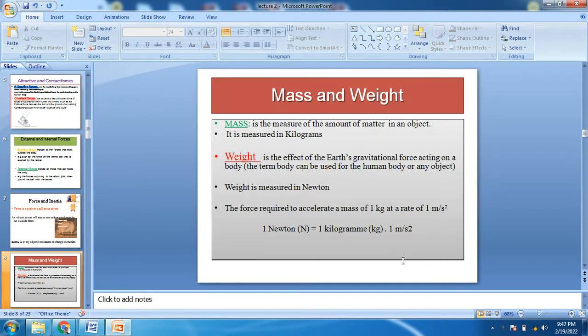Mass. Mass is the measure of the amount of matter in an object. It is measured in kilograms. Weight. Weight is the effect of Earth's gravitational force acting on a body. The term body can be used for the human body or any object. Weight is measured in newtons. The newton is the force required to accelerate a mass of 1 kg at a rate of 1 meter per second squared.